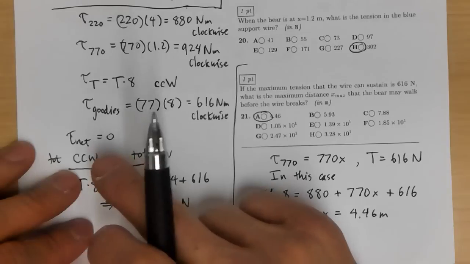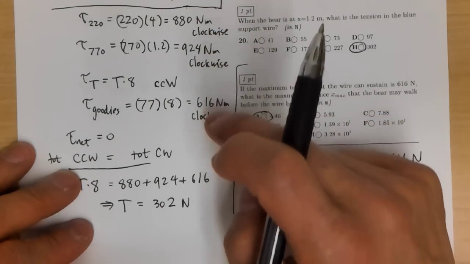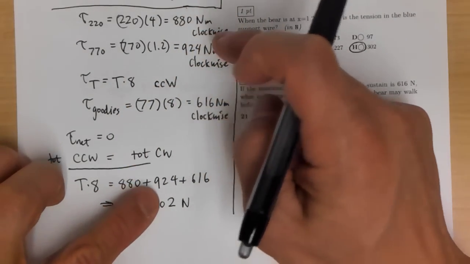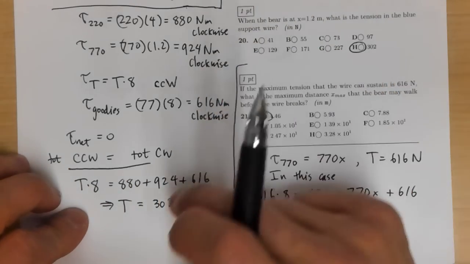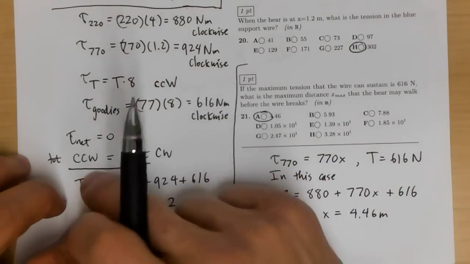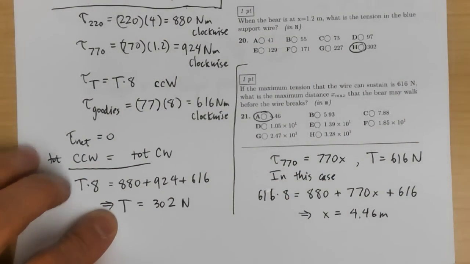So this total for the counterclockwise torques is equal to the sum of the clockwise torques. So you have T times 8 is equal to 880 plus 924 plus 616. So then the tension must be, add these together, divide by 8, you get 302.